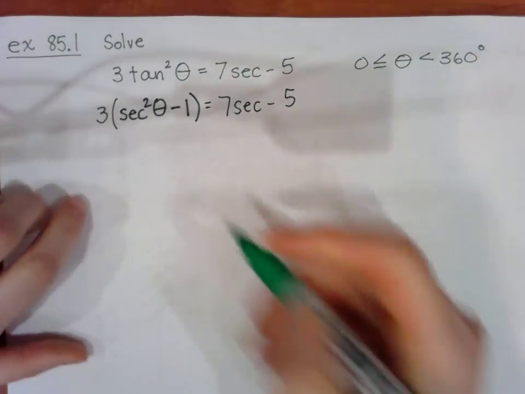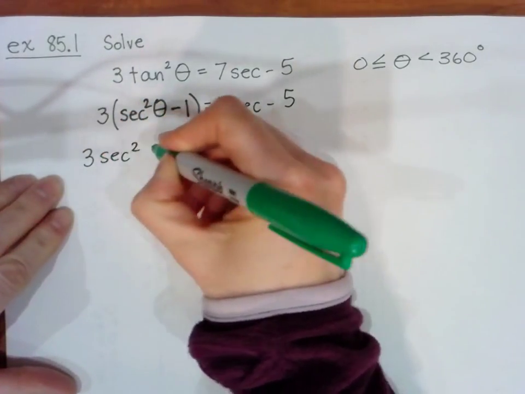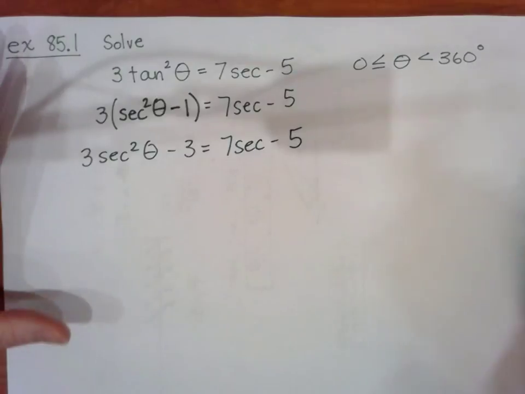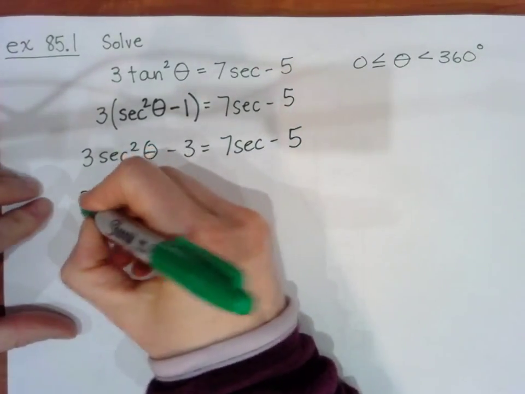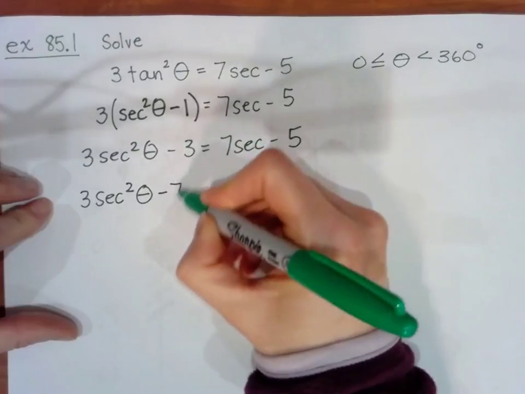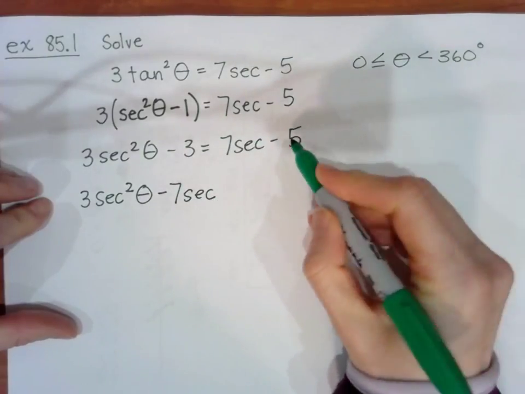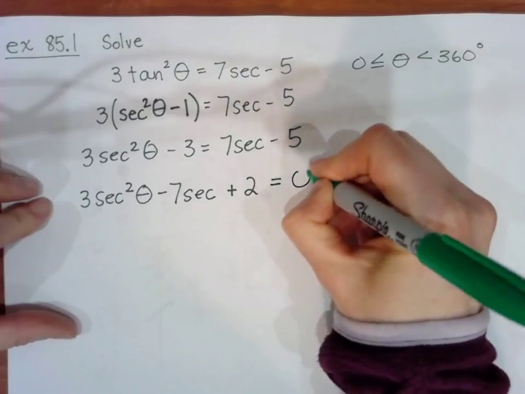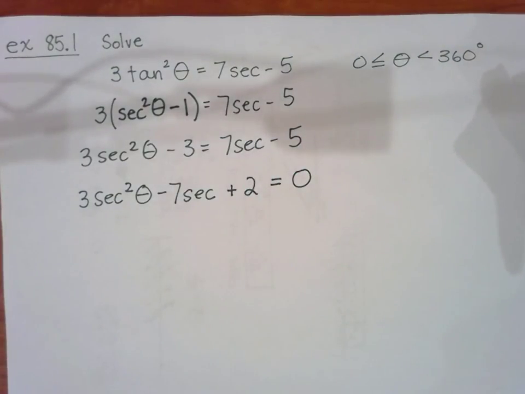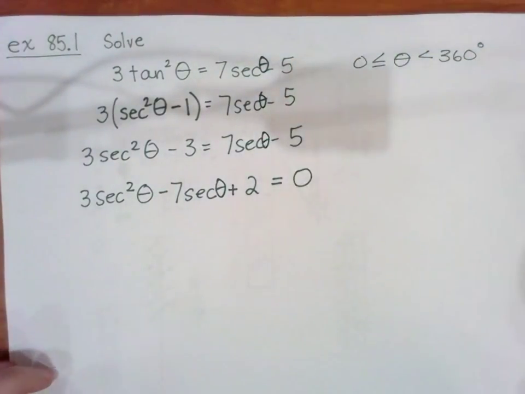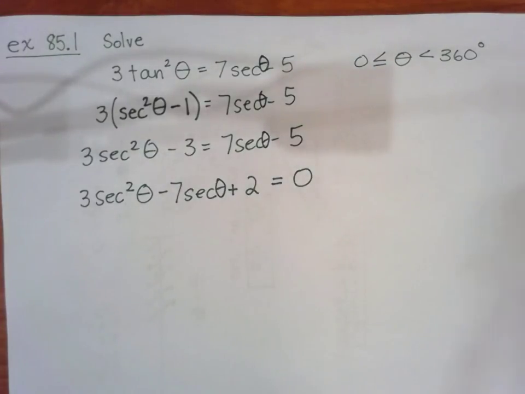So on the left-hand side, we'll have 3 secant squared theta minus 3. And let's go ahead and do what we typically would have done and move everything to one side. So we'll have 3 secant squared theta, and we'll move minus 7 secant, and we'll add 5 to both sides, so that we'll have plus 2. Okay. And now, let's see if we can factor that. Oops, I forgot a theta in here, because I forgot to write theta in the beginning. Sorry.